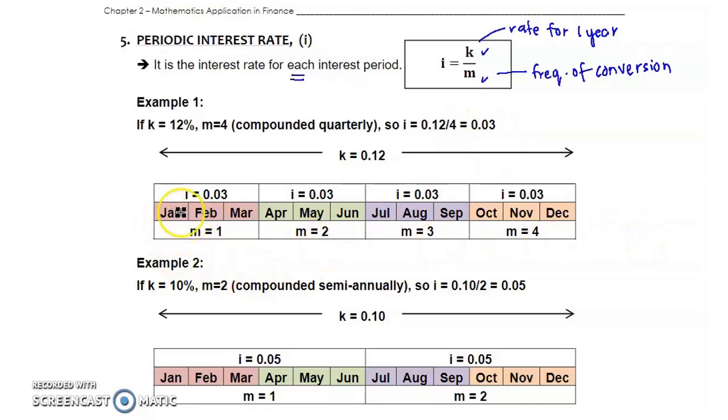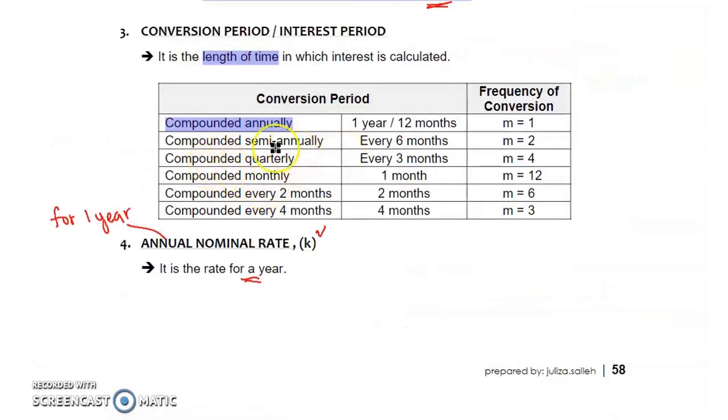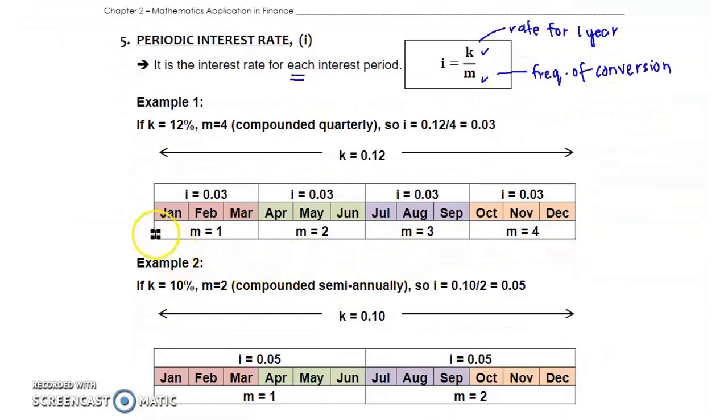Okay, look at this diagram. K, 12%, is the rate for 1 year. Let's say we start from January, so 1 year will be until December. If compounded quarterly, the interest period is 3 months. Just now here, compounded quarterly, interest period is every 3 months. And then within 1 year, we will calculate interest 4 times. If you look at this diagram, every 3 months, January, February, March, we wait 3 months, then we calculate the interest. So that's why M equals 1 here.